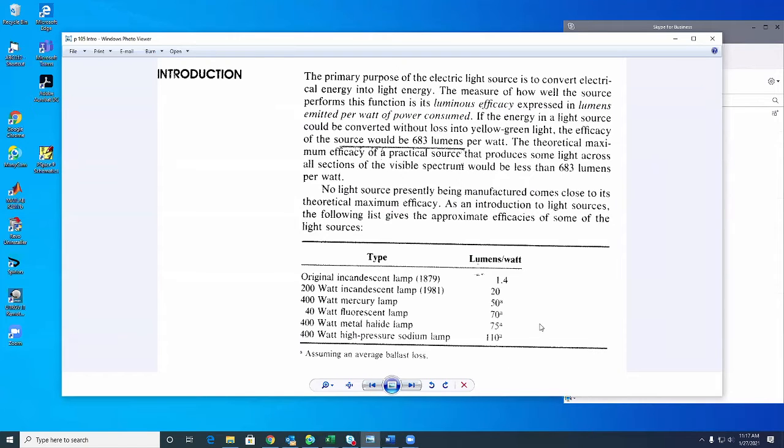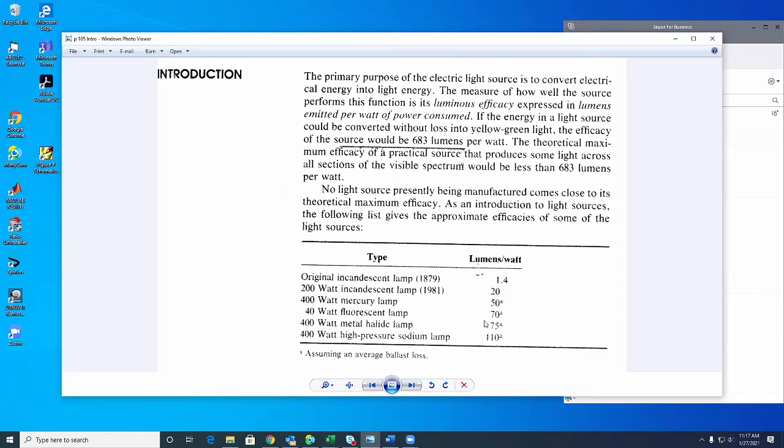Here, look. Metal halide, 75. No, lumens per watt. High pressure sodium lamp, 110. The mercury lamp, the first lamp, is 400 watts. So that's why they call it high intensity discharge lamp. They are very hot. They run very hot. Okay. Because look at the amount of wattage. So here we have the three types.